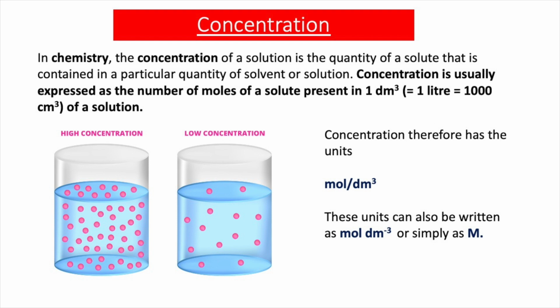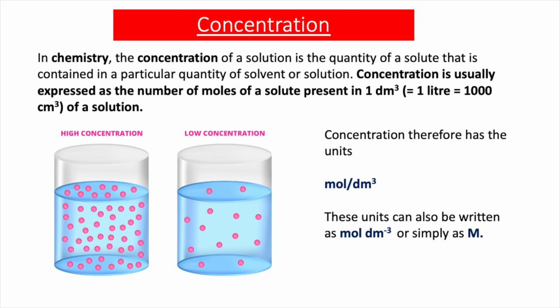Now, a decimeter cubed is equal to a litre, which is equal to 1,000 centimeters cubed of a solution. Concentration therefore has the units moles per decimeter cubed. And these units can also be written as mol dm to the minus 3, or simply as a capital M.